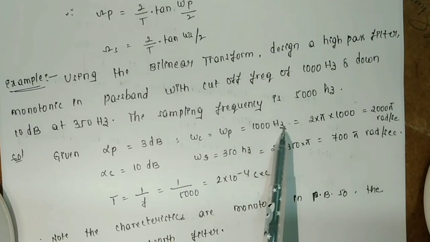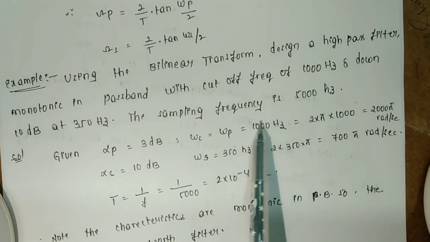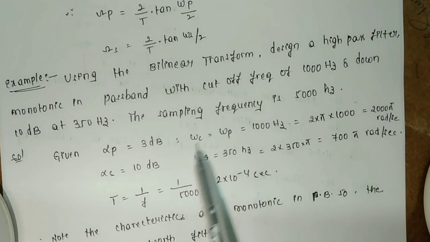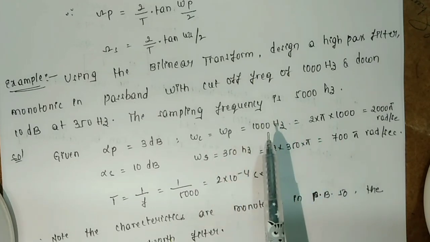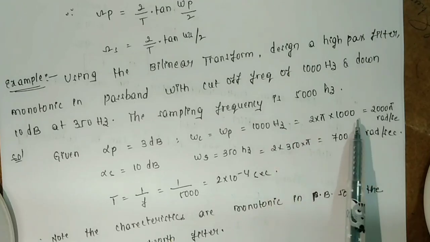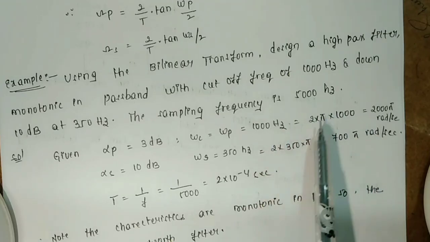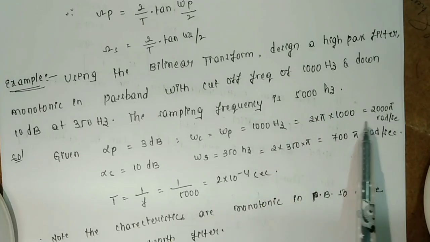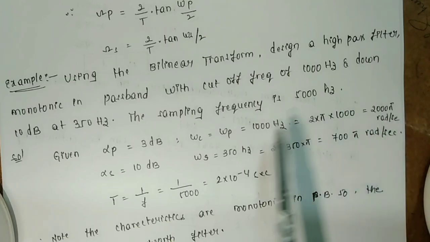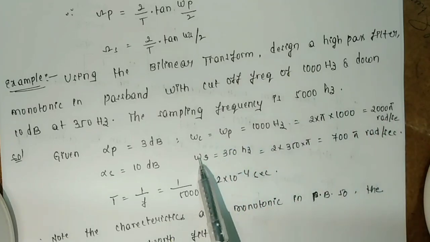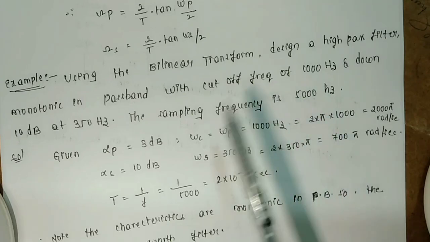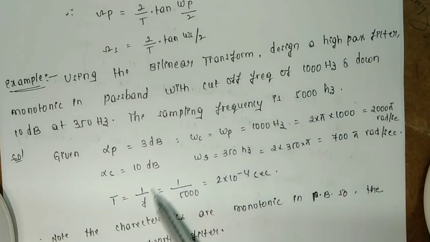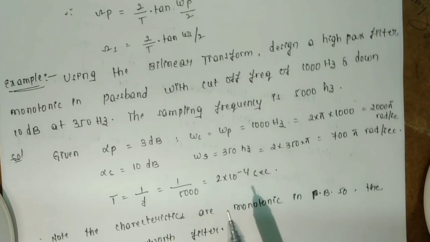And I told you, if the frequencies have been given in hertz, you have to convert them into radians per second. I have told this in the previous video lectures also. To convert hertz to radians per second, simply multiply 1000 by 2 pi. So 2 pi into 1000 Hz is equal to 2000 pi radians per second. Similarly, we have done this for omega s also. The sampling frequency has been given as 5000 Hz. To convert that into the sampling period, T is equal to 1 by F. So 1 by 5000 gives you 2 into 10 power minus 4 seconds.